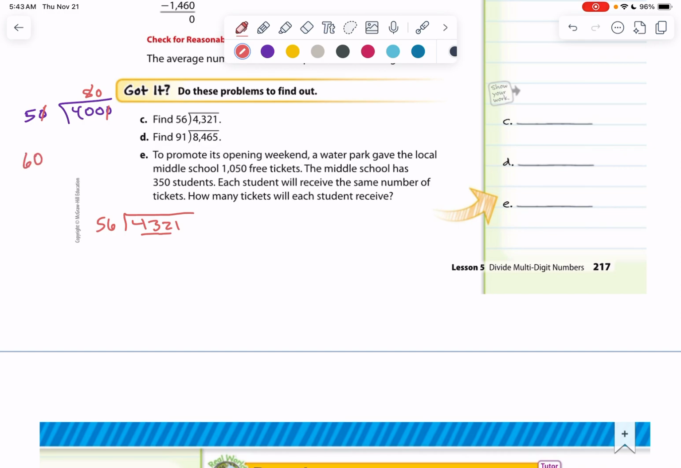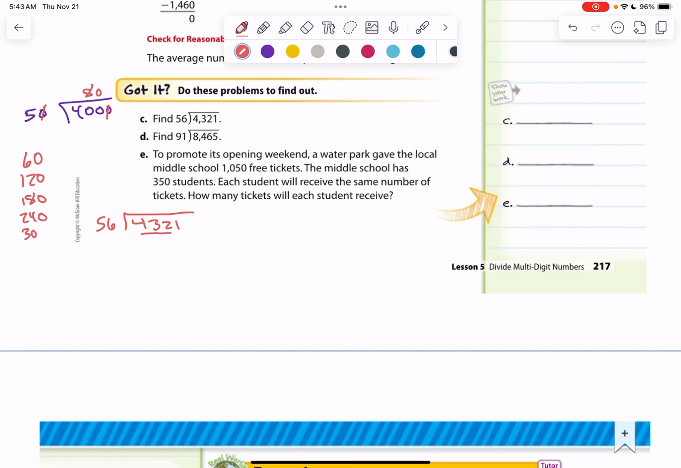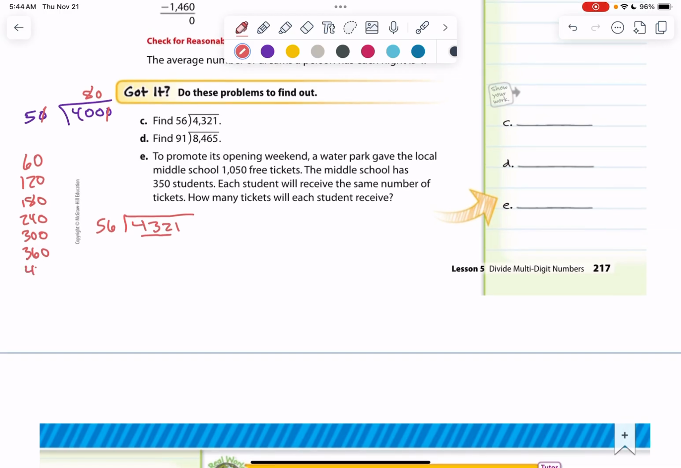So 60, 6 times 2 is 12, so 120. 6 times 3 is 18, so 180. 6 times 4 is 24, so 240. 6 times 5 is 30, so 300. 6 times 6 is 36, so 360. 6 times 7 is 42, so 420. 6 times 8 is 48, so 480.